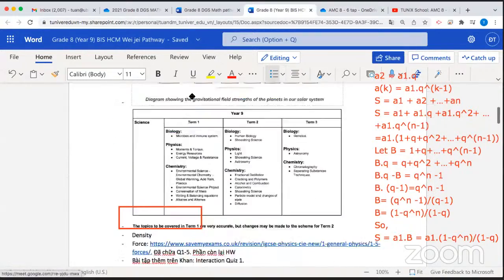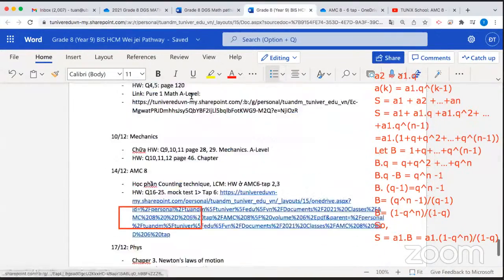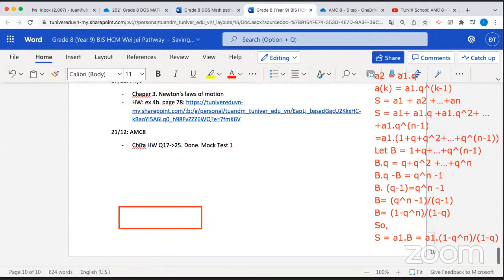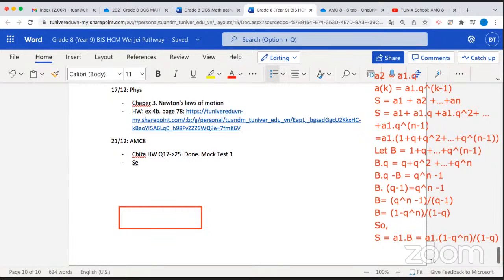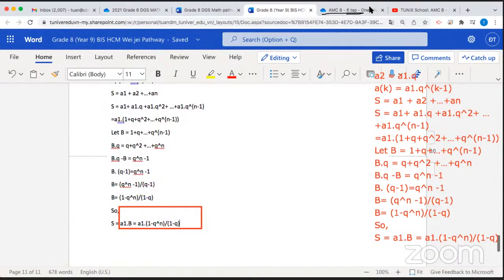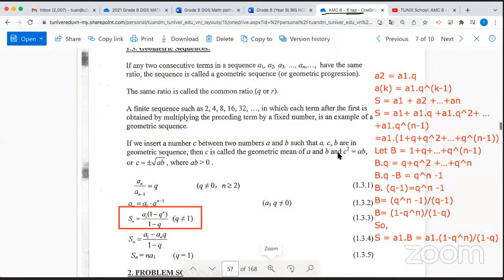Could you go back? You are on the wrong page. You're sharing the wrong tab. Sequence and geometric sequence, arithmetic. Could you go back to the original tab? Yeah, very nice. Thanks.